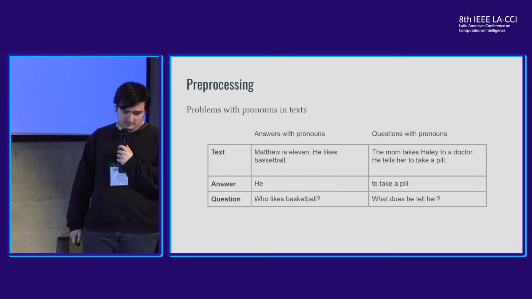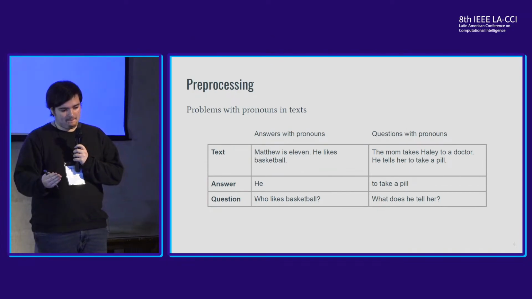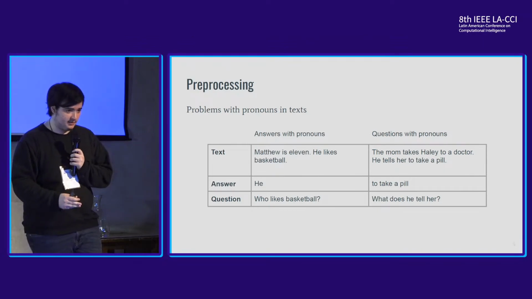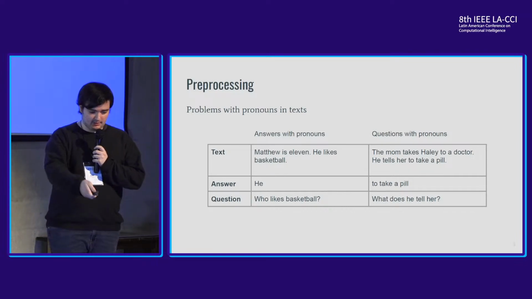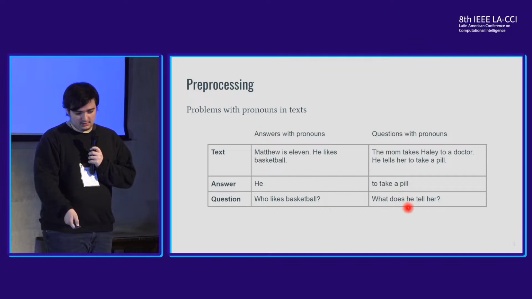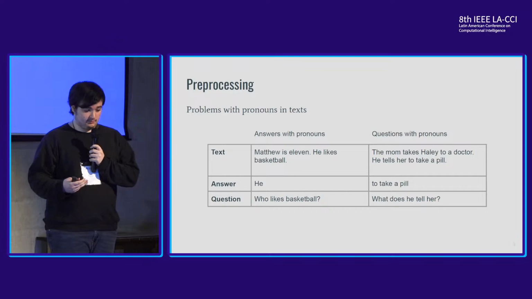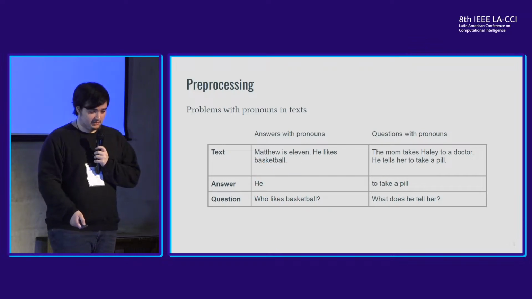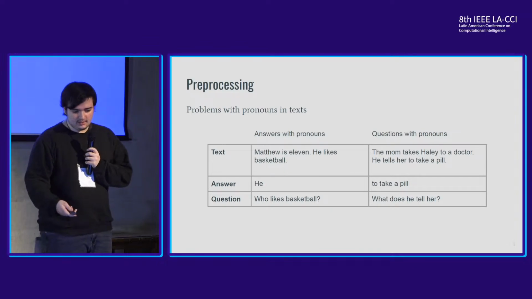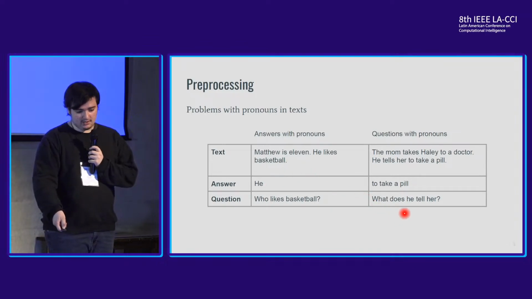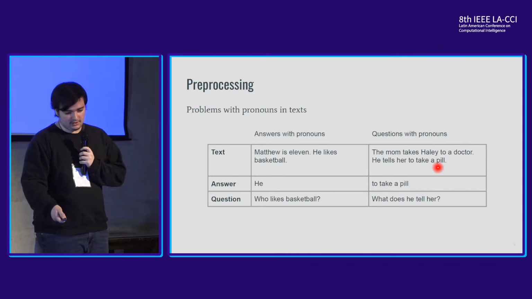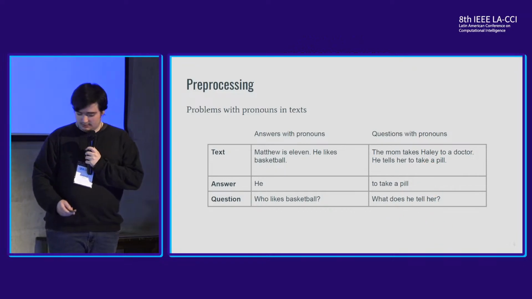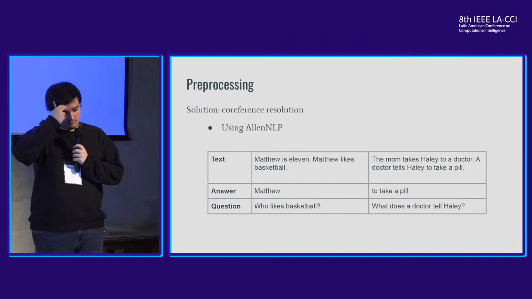So the pre-processing stage is mainly because we observed that the answers selected and also the questions generated sometimes have words like you can see there, like he or what does he tell her, where it would be desirable to instead, in this example, have the answer be Matthew. Since we take spans of text as answers, here the model took he as an answer, and of course we would like to have Matthew as an answer. And in the other case, it's the question, where we would again like to have Haley as her and the doctor as he. And for that phase, we use coreference resolution. This is the preprocessing stage.